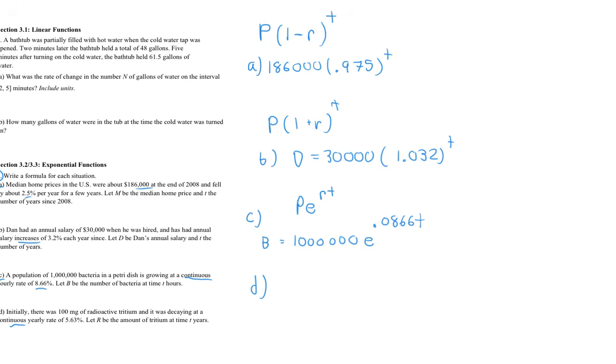And the last one is initially there was 100 milligrams of radioactive tritium, and it was decaying at a continuous yearly rate of 5.63%. So this is the same thing, it's continuous, but it's decaying. And since it's decaying, we have P e to the negative rt. So this here gets us 100 e to the negative 0.0563 T. So that's how you do all of those.